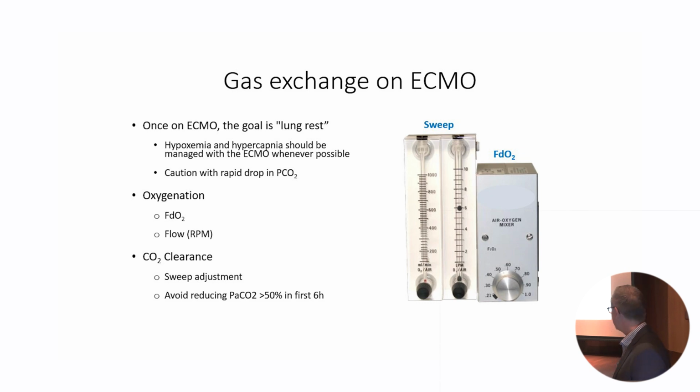And so if the patient is having oxygenation problems, you can adjust the fraction of delivered O2. It's not inspired, it's delivered. Or you can adjust the flow, which you would do by adjusting the RPMs on the ECMO circuit. And if they're having issues with CO2 clearance, instead of increasing your tidal volume or your rate, you would just increase your sweep.